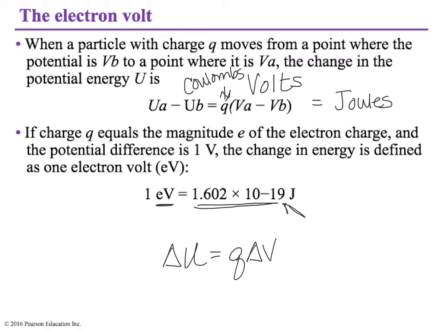It looks like some of my subscripts and superscripts aren't working. 1 electron volt is 1.6 times 10 to the minus 19 joules. So you may see sometimes things expressed in terms of electron volts, and that's just what they're talking about. It's sort of a shorthand.